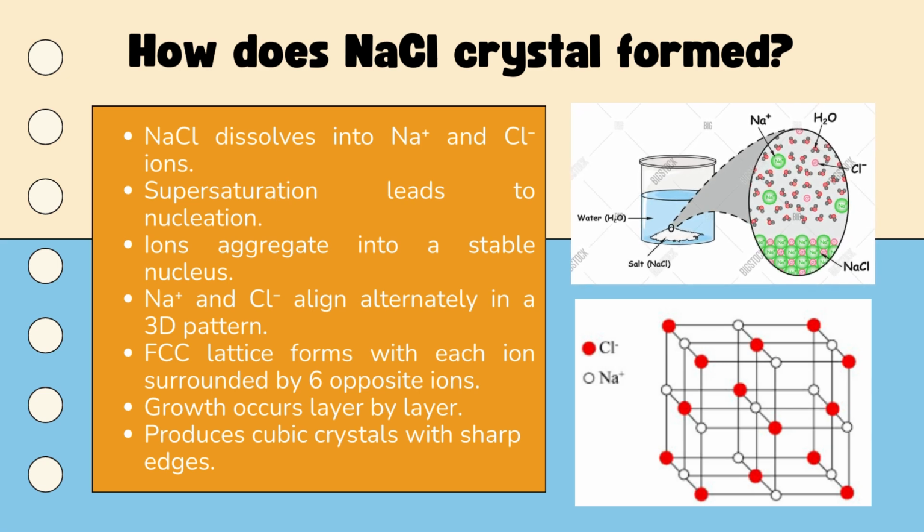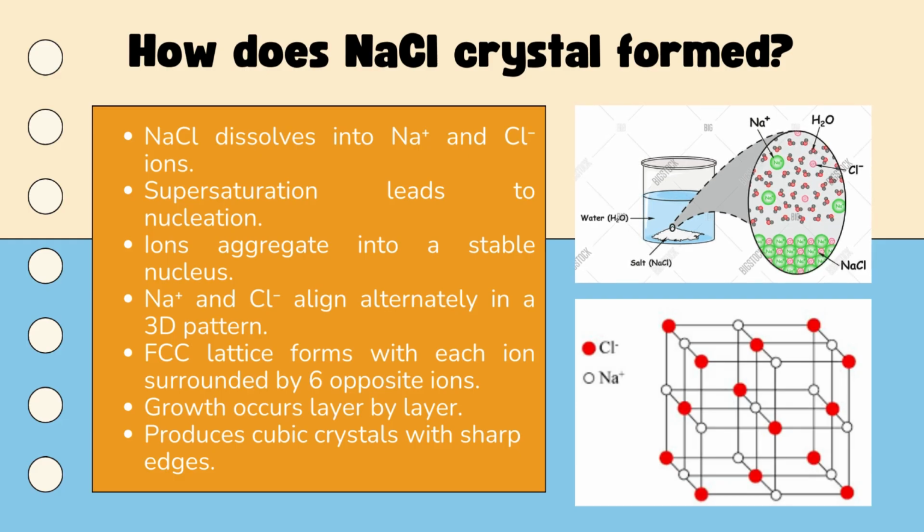In the first step, sodium chloride dissolves in water, dissociating into sodium and chloride ions. This creates free ions in the solution that will later form the crystal. Next, when the solution becomes supersaturated, the excess sodium and chloride ions begin to aggregate. These ions form a nucleus, which acts as the starting point for the crystal's growth.